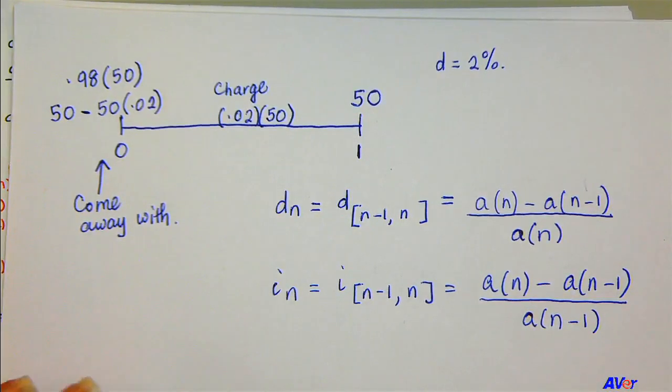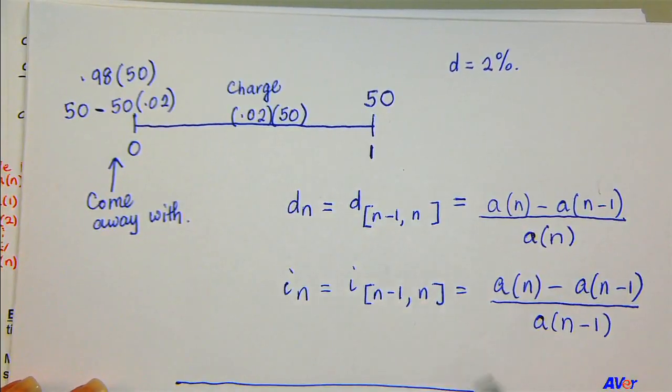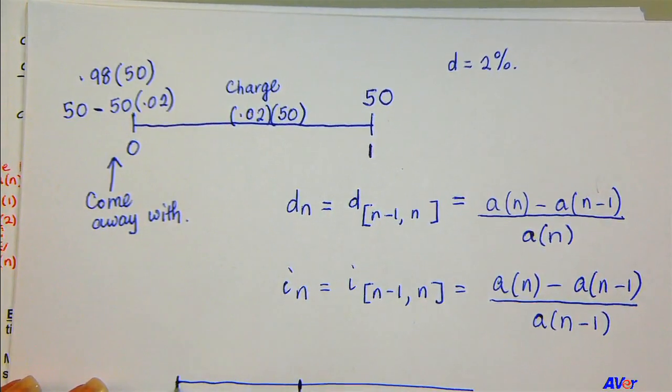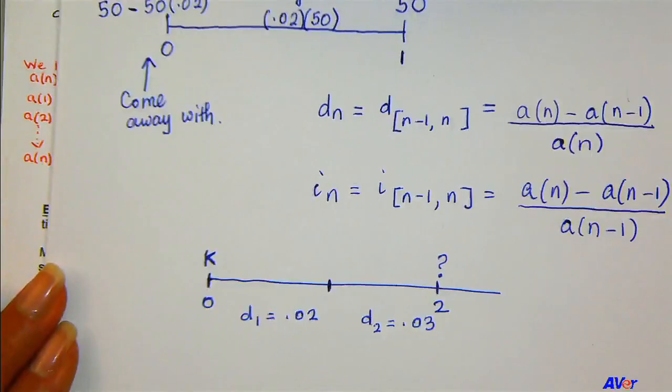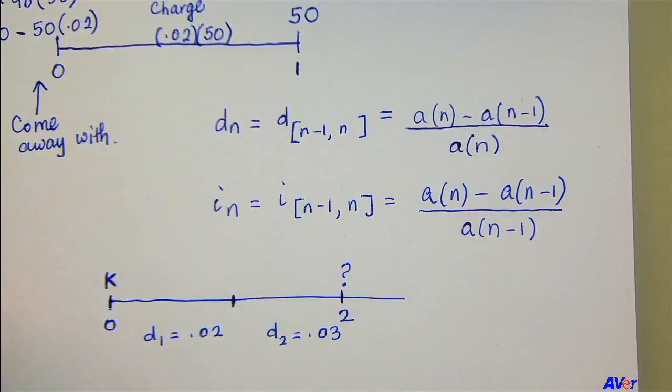Okay. So now this is what I want to know. I am at time 0, and at time 2, I want to know how much will I have in my account if D1 is 0.02 and D2 is 0.03. And I'm starting with K dollars. Could you work on this and let me know?